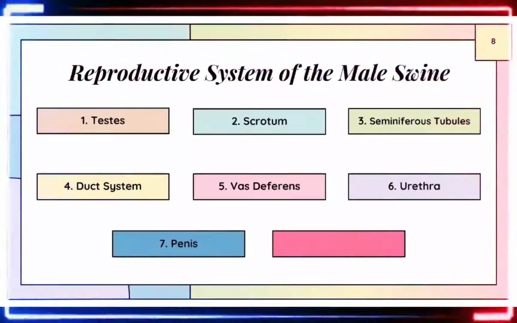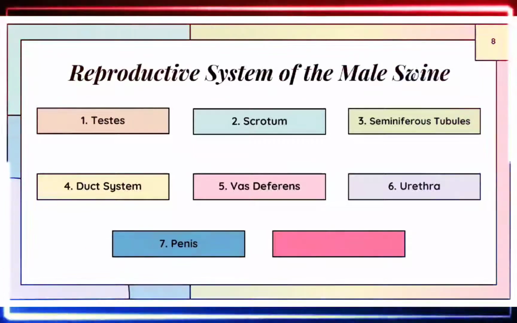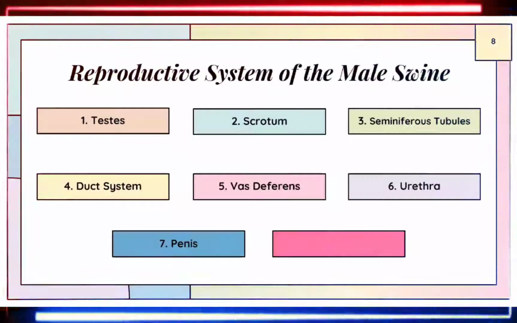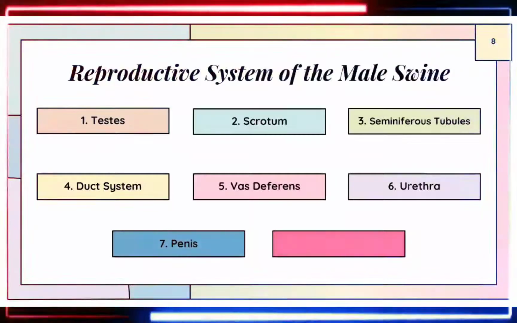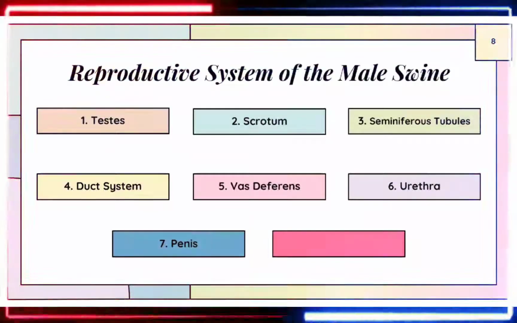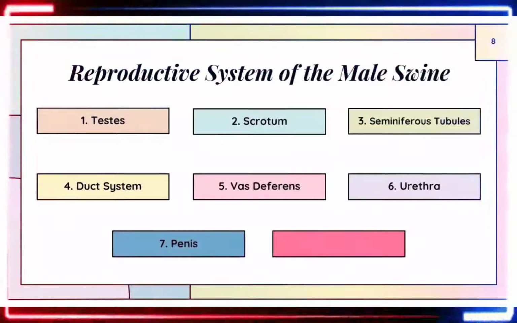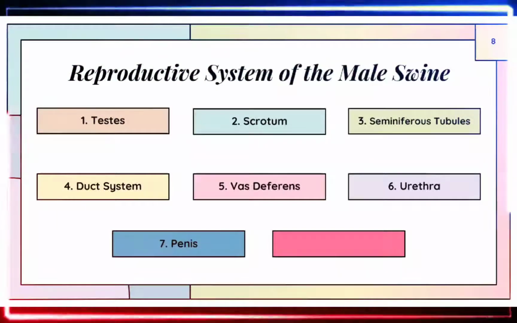Penis. The penis is the main organ of copulation. It consists of three main parts: the glans, or the penis head, the body, and the root, or the crura, of the penis. Increased blood volume enlarges the penis and makes it turgid.